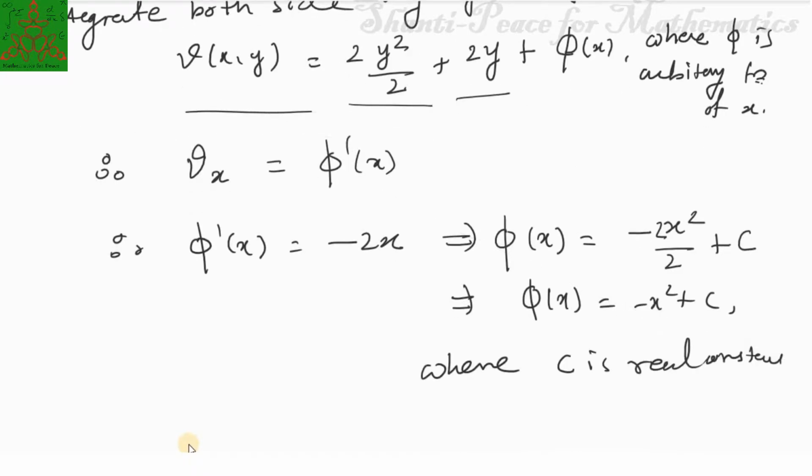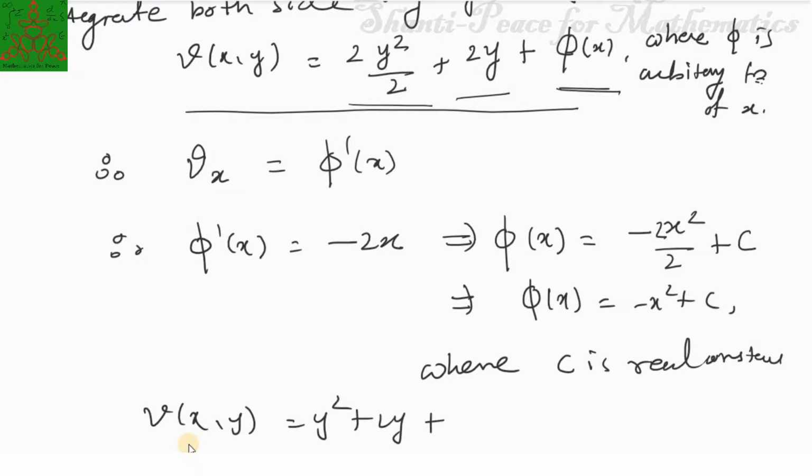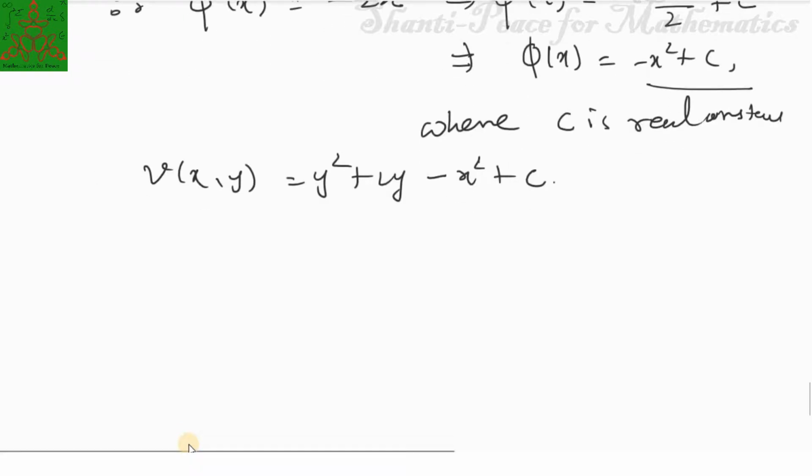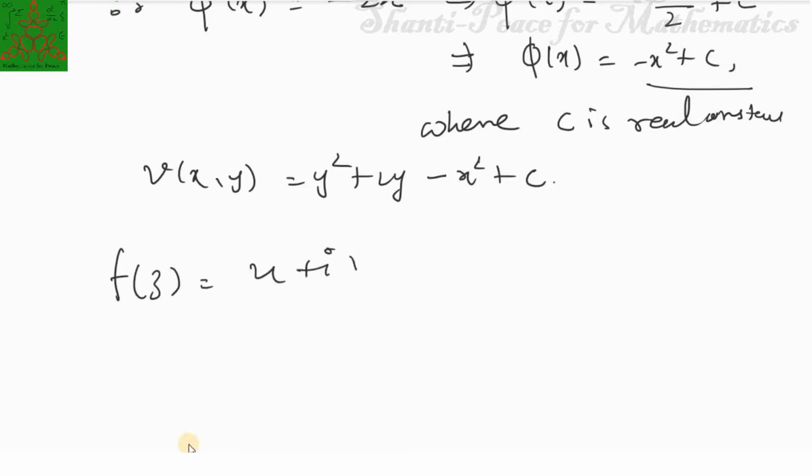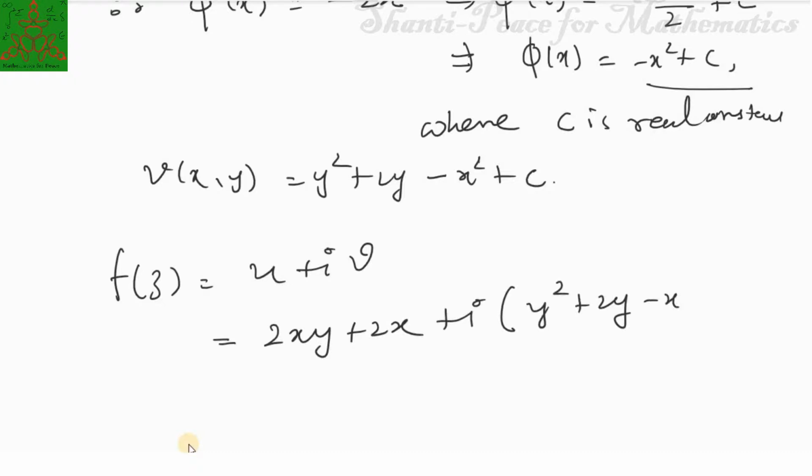So finally, from this, V of x, y is y square plus 2y plus phi of x, and phi of x is minus x square plus c. That is your function v that we needed to calculate. Therefore, f of z is u plus iv. The function u is given as 2xy plus 2x, plus i times v, where v is y square plus 2y minus x square plus c.